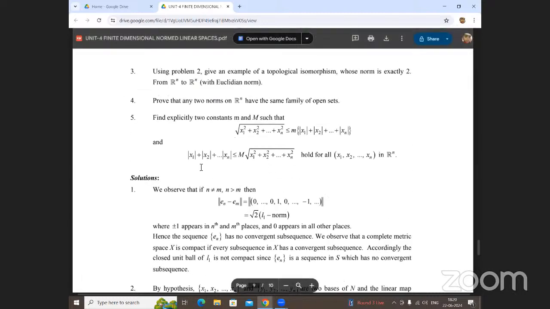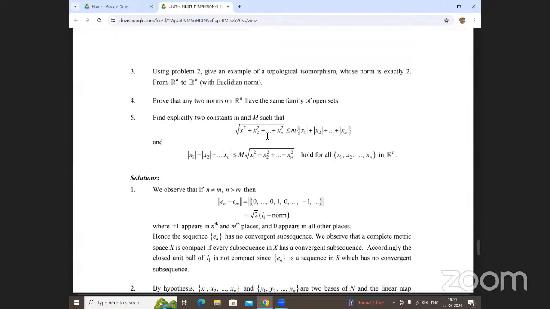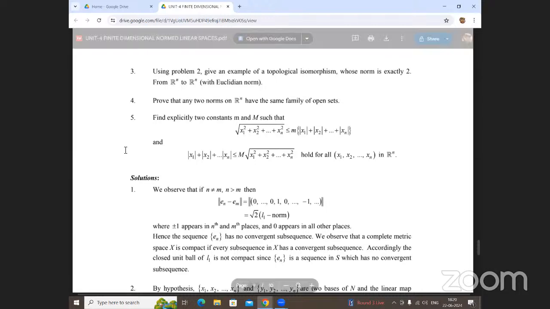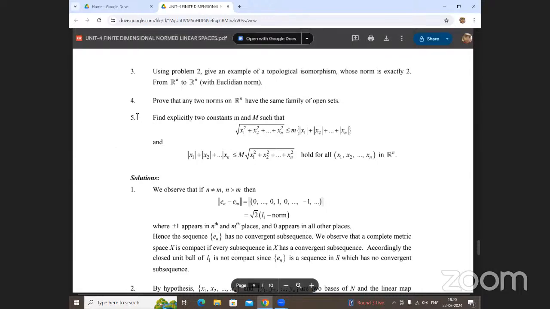Now, this is also just understanding purpose here. Find explicitly two constants, small m and capital M. This is one of the problems, such that the square root of the summation of xi square, the norm of xi square, is less than or equal to small m into mod x1 plus mod xn. So this is one of the problems. The fifth problem is also very important.